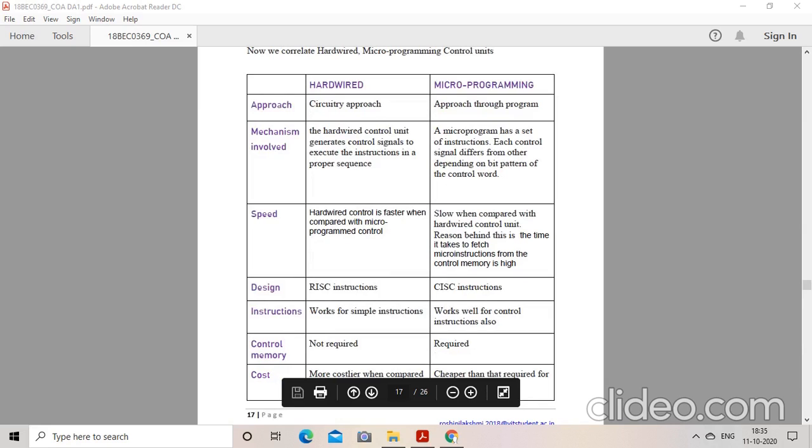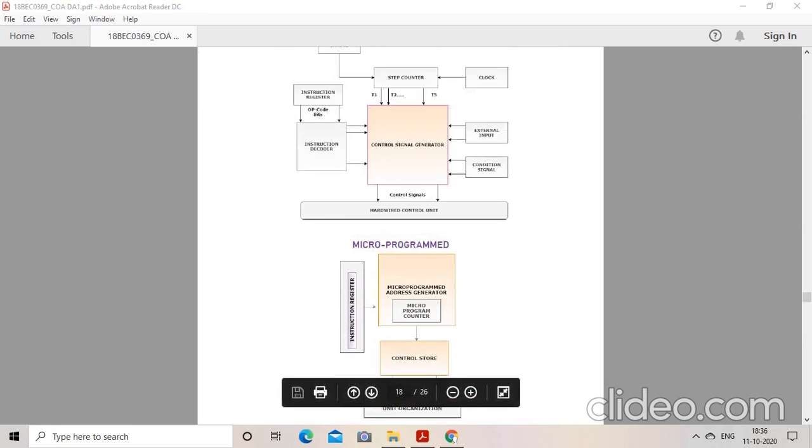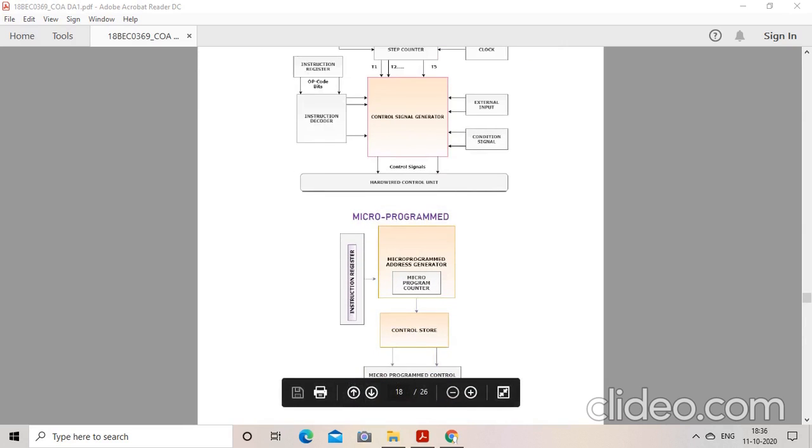The control memory is not required in hardwired, whereas control memory is required in microprogramming. Hardwired is more costly. Microprogramming is cheaper than hardwired. This is the block diagram of hardwired and this is the block diagram of the microprogrammed control unit.